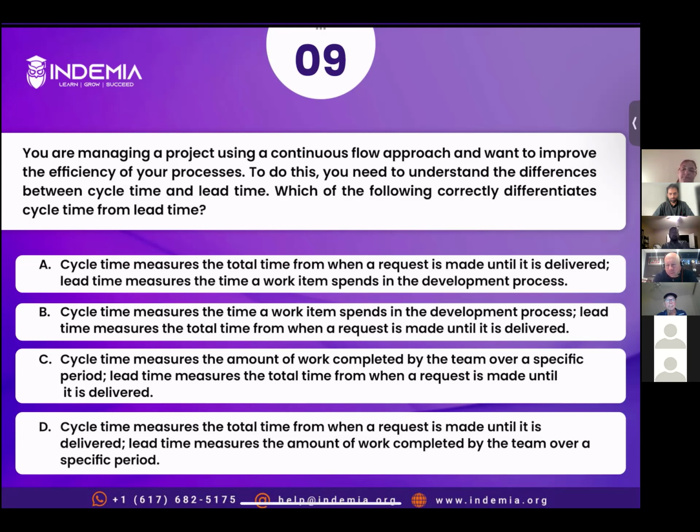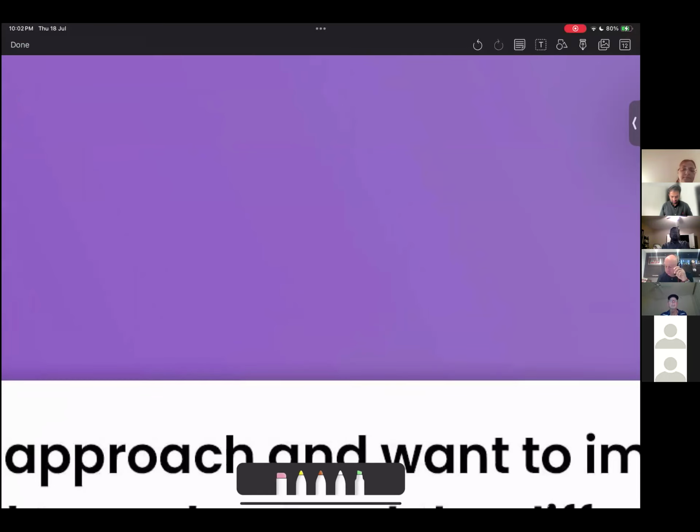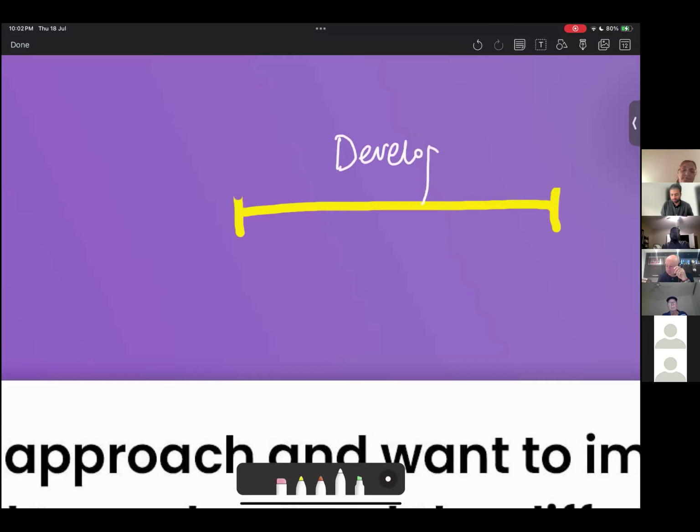Yes, you're absolutely right. Most of you have chosen option B. So yes, that is the correct answer, option B. Let me just explain it. Cycle time and lead time. So what is cycle time? Cycle time is the time that you spend in the development process, right? So let's suppose development starts here at point B and it is completed at point C. So this is your cycle time.